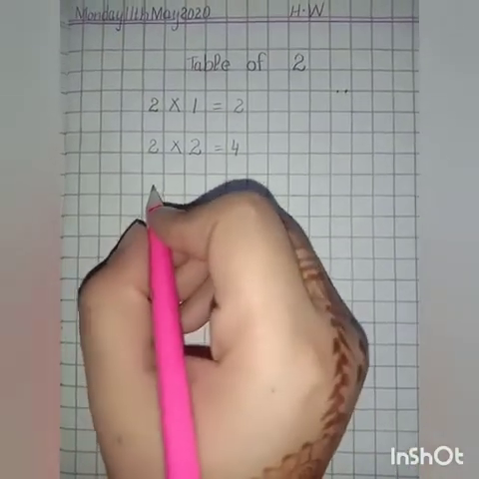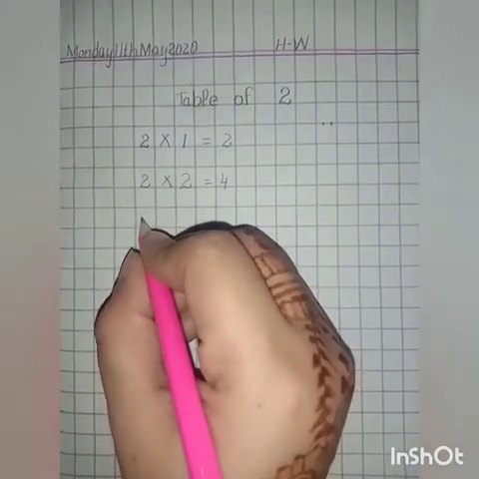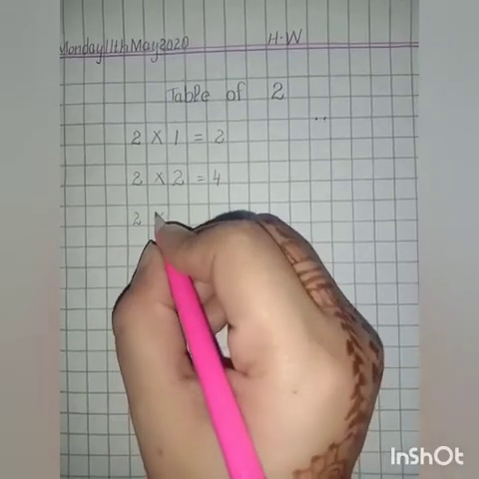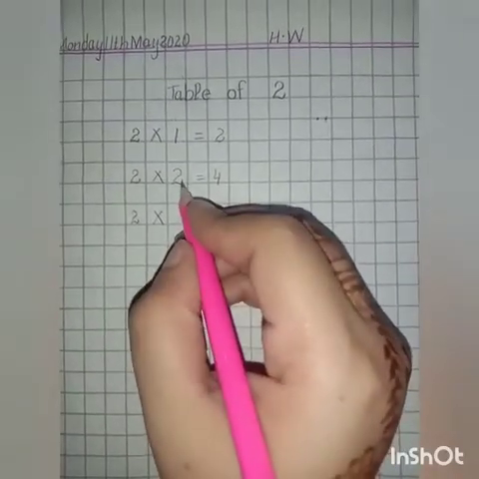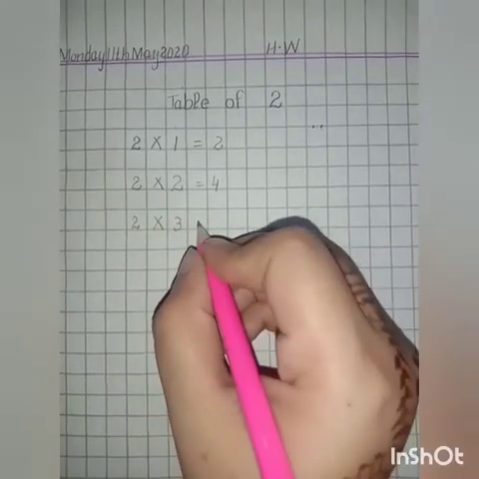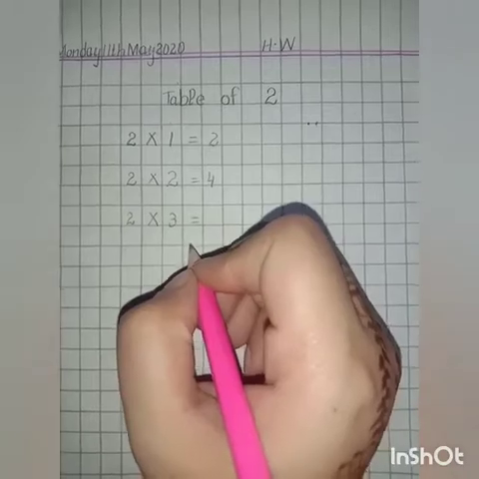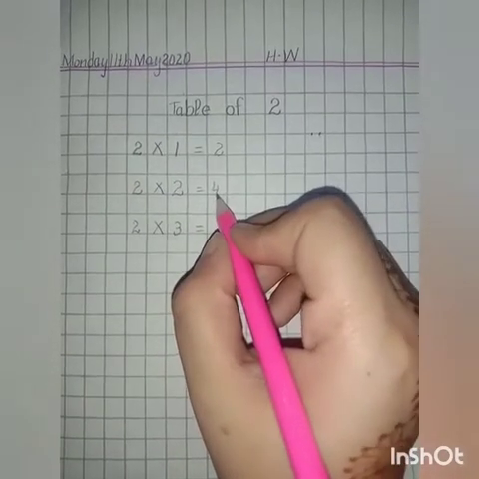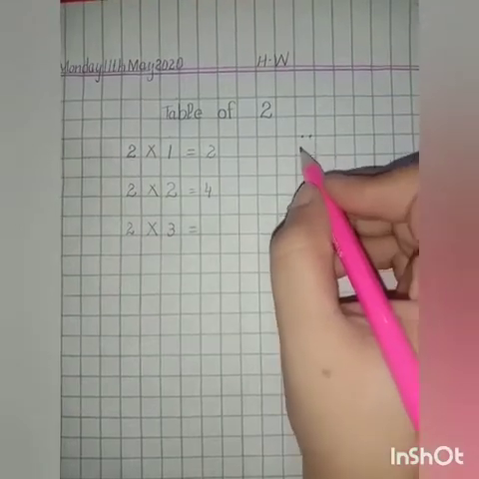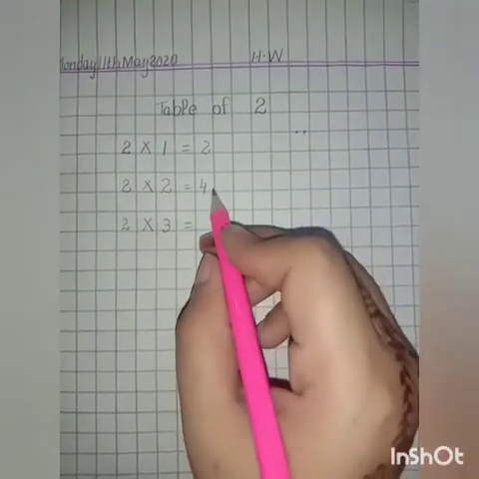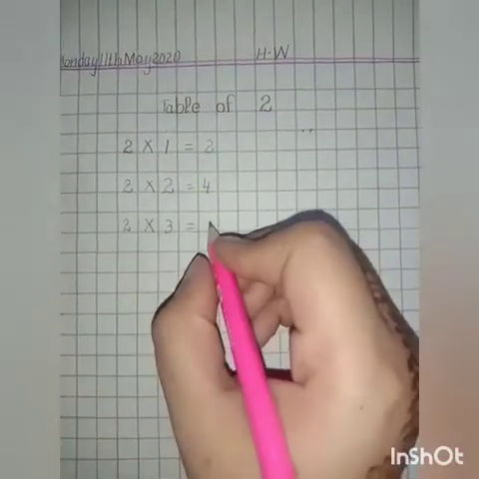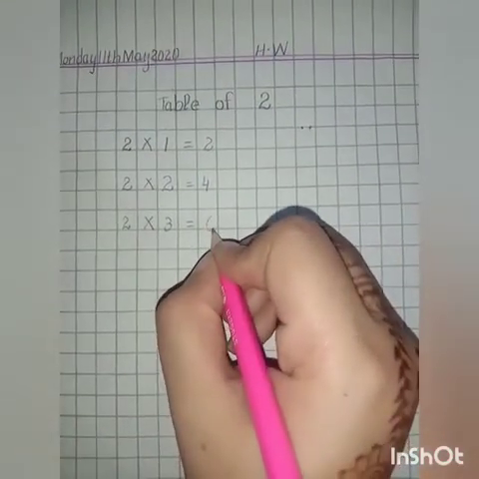Go for the next one. Write here 2 first. Then the sign of multiplication. After 2 came 3. Write here 3. Sign of is equal to. Now here we have the answer 4. We have to count towards 4 and add these 2 dots in 4. 4, 5, 6. 2 3s are 6. Write here 6.